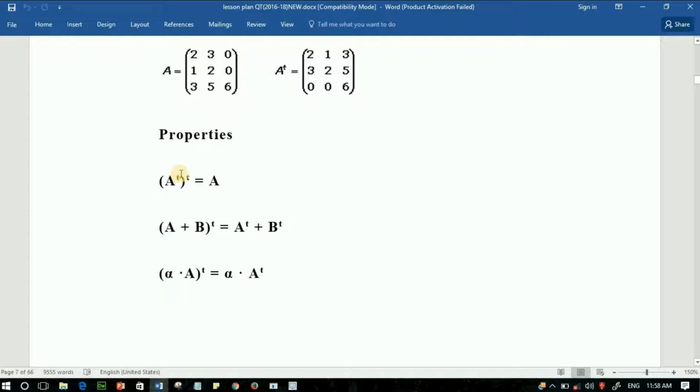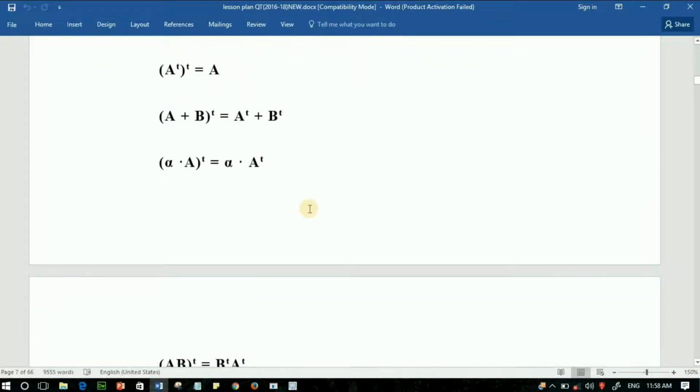The first property is A transpose the whole transpose. We take the transpose and again take the transpose, and the same matrix comes back, that is, (A transpose) transpose is equal to A. Second, we are adding two matrices and taking the transpose, which is equal to simply taking individual transposes and adding. So (A plus B) transpose is equal to A transpose plus B transpose. Again, (scalar multiple of A) transpose is equal to the scalar multiple into A transpose.